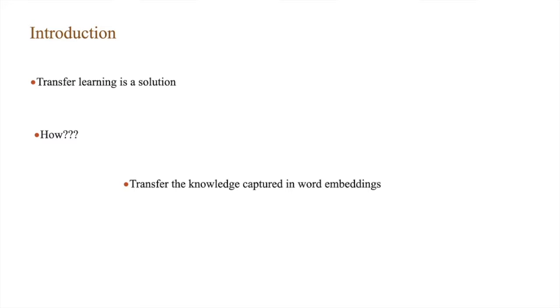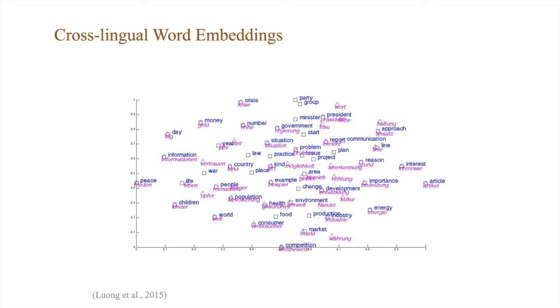One way to address this problem is transfer learning. For instance, in NLP we transfer the knowledge captured in word embeddings when we train them in a rich resource language and transfer this knowledge to a lower resource language. Cross-lingual word embeddings provide us a way to do this transfer learning.